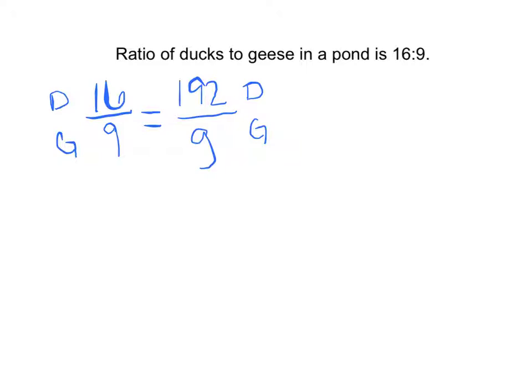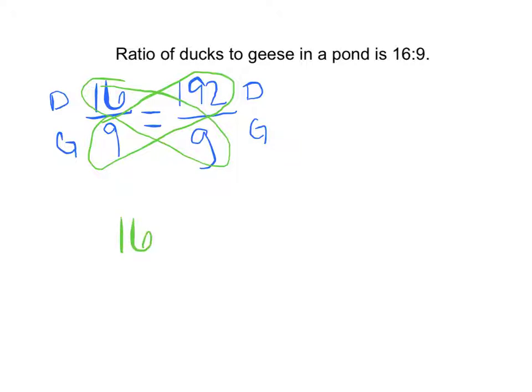So remember, cross multiplying means we're going to multiply these two, then we're going to multiply these two. The first multiplication problem was 16 times g, and that's just 16g. The second multiplication is 9 times 192. You might need a calculator to do this. That was the pause time for you to actually do that yourself. Alright, 9 times 192 is 1,728.